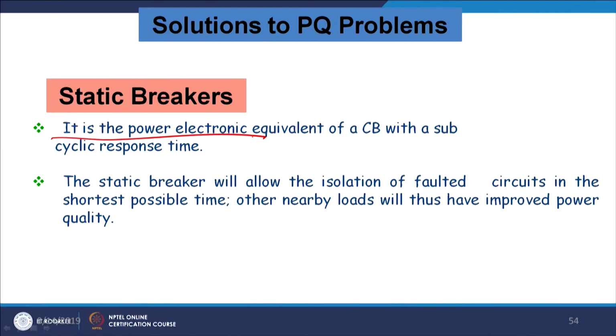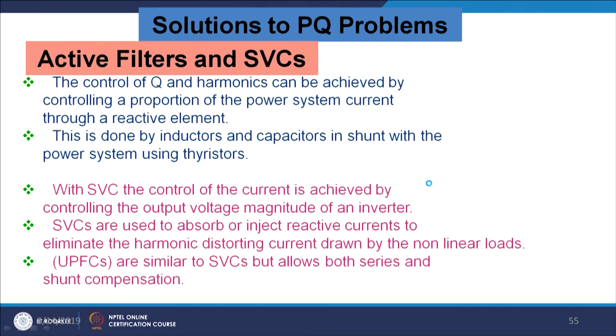Otherwise, you will have an unnecessarily high voltage. It is a power electronic circuit breaker. What does it do? This is a static circuit breaker. It can make and break the circuit very fast. The static breaker allows the isolation of the fault in the shortest possible time, and thus it improves the power quality. Thereafter, we can talk about solutions like active filters and SVCs.